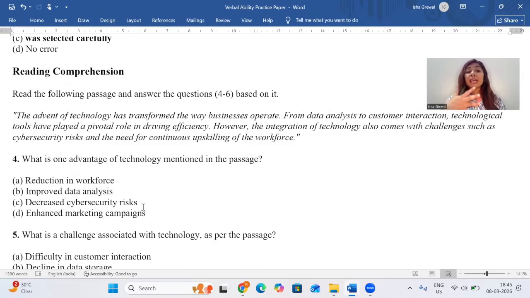Because of technology, they have increased. We are not saying that they have decreased, so it is not the option. Enhanced marketing campaigns? Nowhere is it talking about marketing campaigns, guys, in the passage, right? So option B is going to be the correct answer.